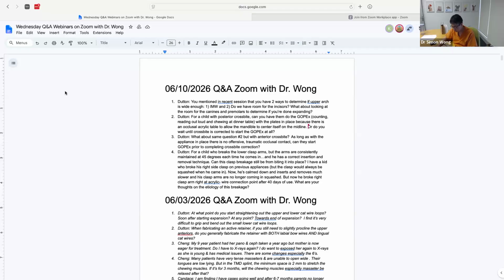So transverse expansion is designed to widen the arches and is there to determine if you've got enough room for the front teeth to fit. From an orthodontic perspective, that's what width provides, room for front teeth.